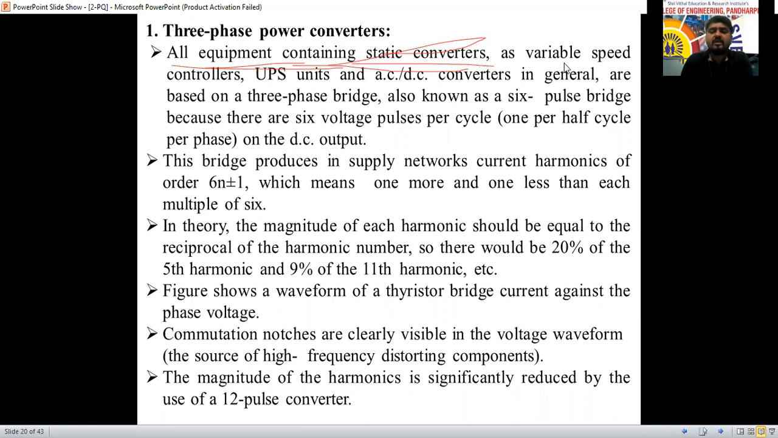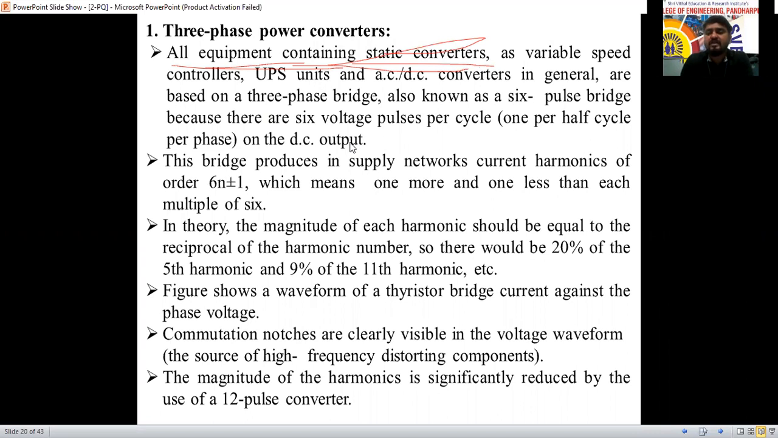As variable speed controllers, UPS power supplies, and AC to DC converters, we are going to use these in general. These are all based on the three-phase bridge, also known as the 6-pulse bridge, because there are 6 voltage pulses per cycle, for the positive half cycle and the negative half cycle of each bridge. That is 3 phase, 1 phase, 1 line, 2 pairs. So we consider the 6-pulse bridge on the DC output.